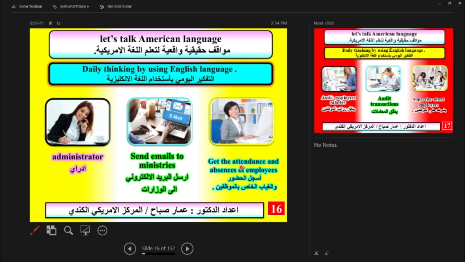Attendance, al hudur; absence, al ghiyab, of employees, muwazzafin. So, get the attendance and absence of employees.